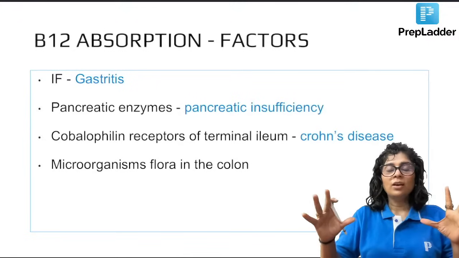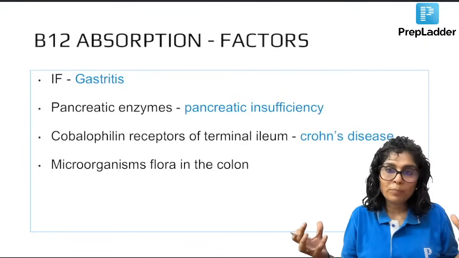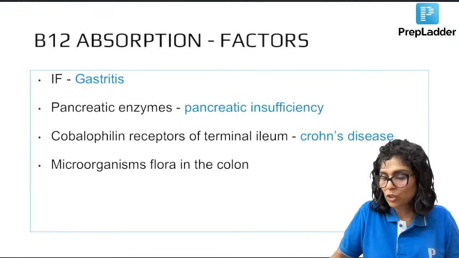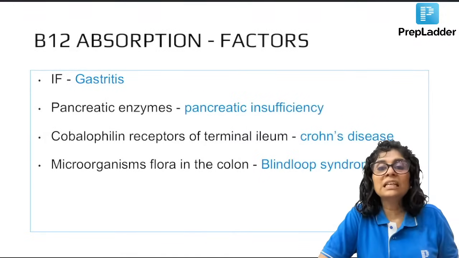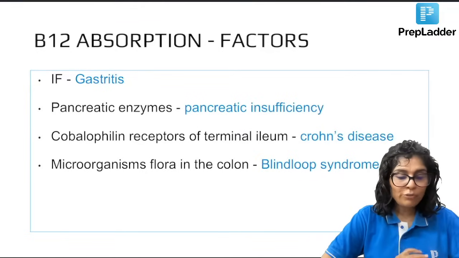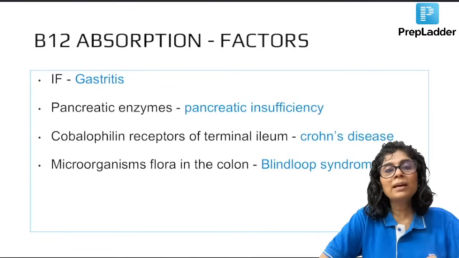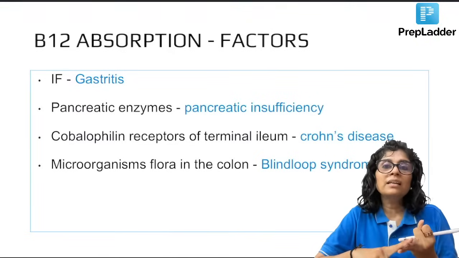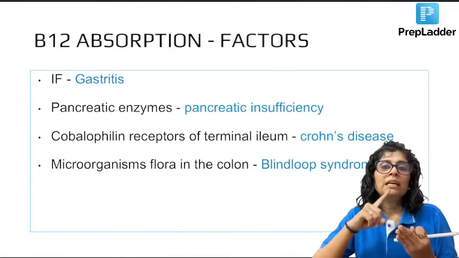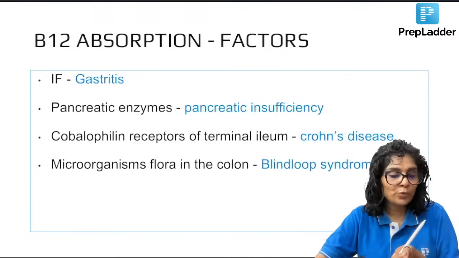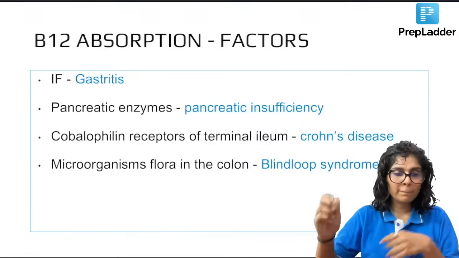Everything is good when there is a blind loop syndrome, right? In blind loop syndrome the colon is loaded with microorganisms, all B12 will get utilized and that will also cause B12 malabsorption. So all of you tell me what are the causes of B12 malabsorption? Autoimmune gastritis or gastrectomy, pancreatic insufficiency, ileal disease, for example Crohn's disease, or blind loop syndrome. Okay.